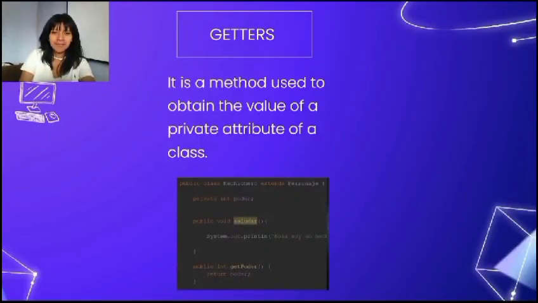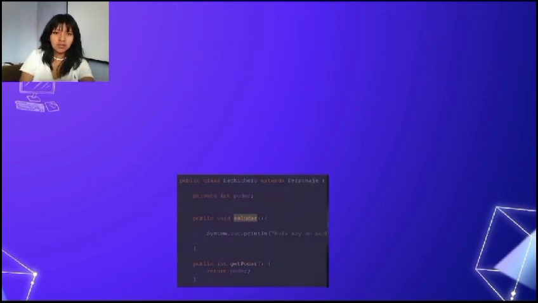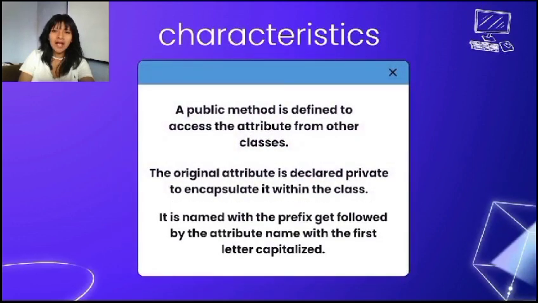A getter is a method used to obtain the values of the private attribute of a class. Characteristics: a public method is defined to access the attribute from outside the class. The original attribute is declared private to encapsulate it within the class. It is named with the prefix get followed by the attribute name with the first letter capitalized.